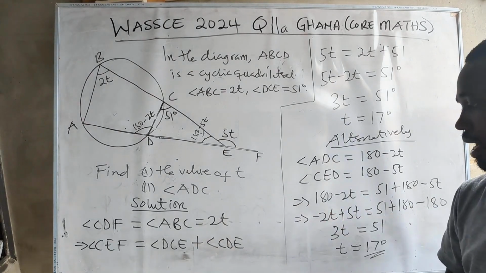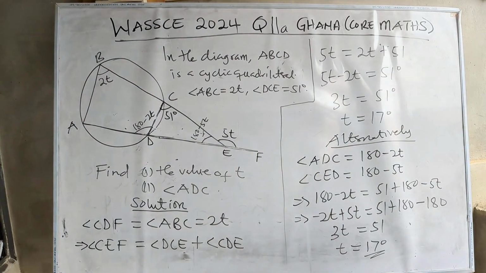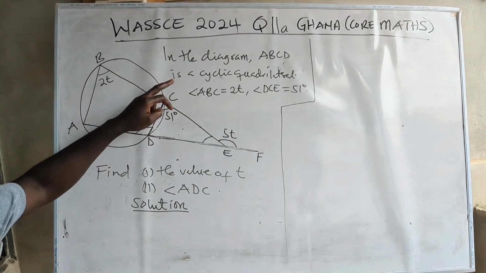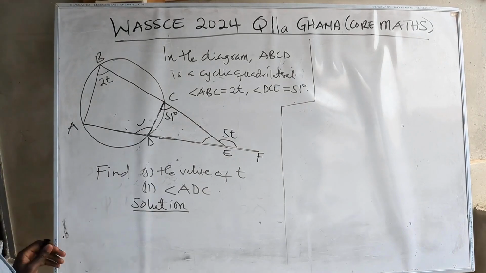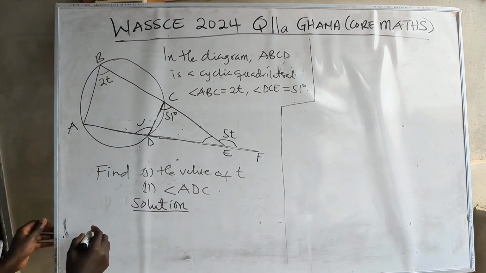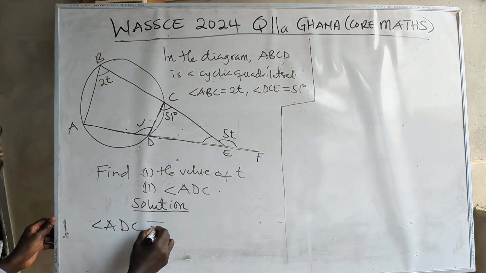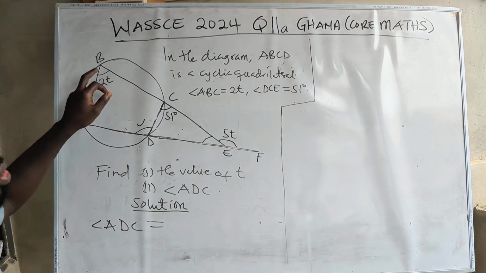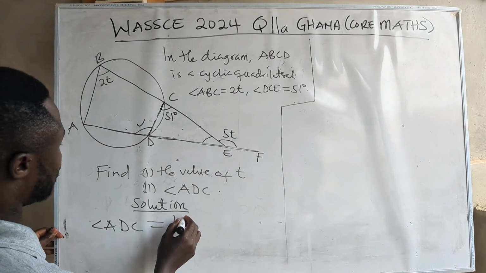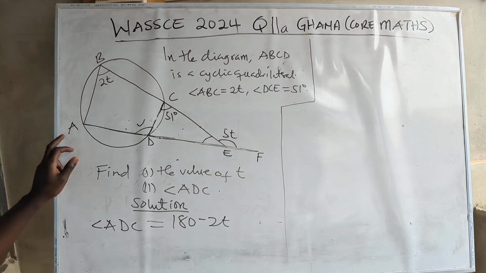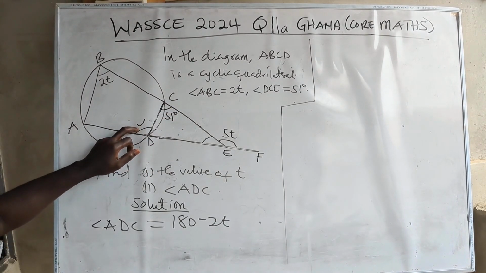Let's solve the last question. Angle ADC. What is angle ADC? This angle here. As we said, we know that the sum of these two will give us 180. So that will be 180 minus 2t. So angle ADC is 180 minus 2t.